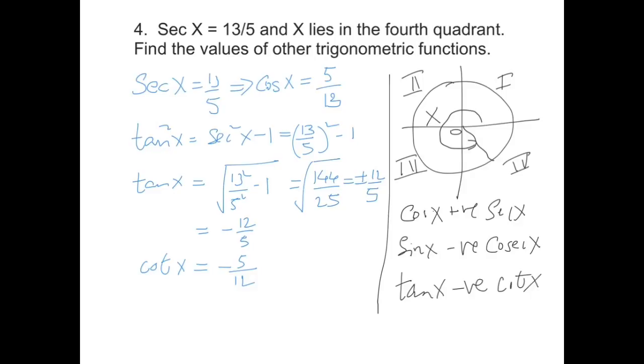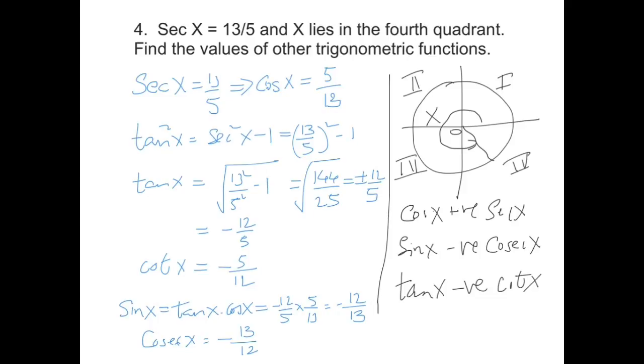And now what remains to be found are sin x and cosec x. We know that sin x equals tan x multiplied by cos x, and we already know those values. Tan x is minus 12 by 5 and cos x is 5 by 13, and by multiplying them we get sin x equals minus 12 by 13. And lastly, cosec x is inverse of sin x, so that would be minus 13 by 12.